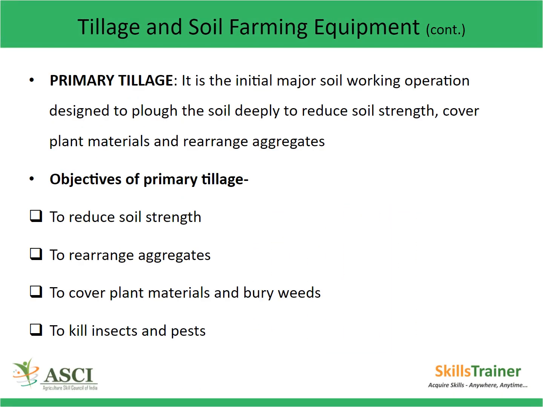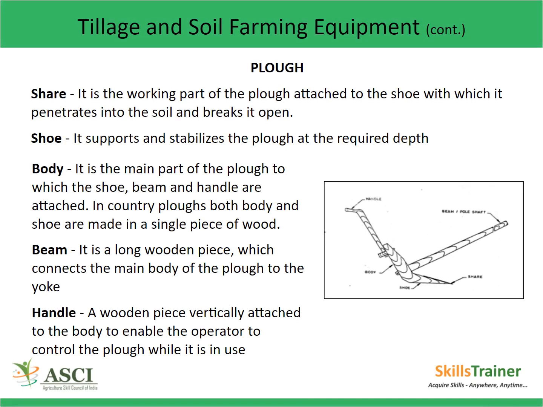Primary tillage. It is the initial major soil working operation designed to plow the soil deeply to reduce soil strength, cover plant materials, and rearrange aggregates. Objectives of primary tillage: to reduce soil strength, to rearrange aggregates, to cover plant materials and bury weeds, to kill insects and pests. Plow.